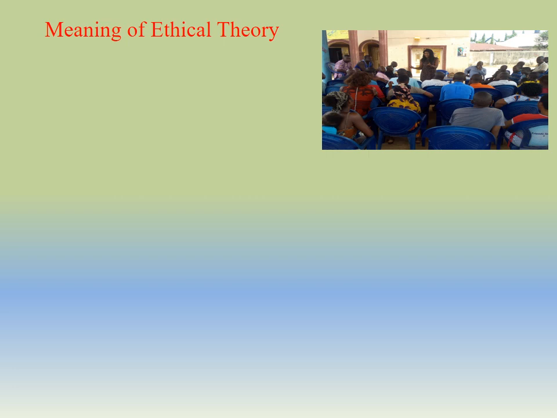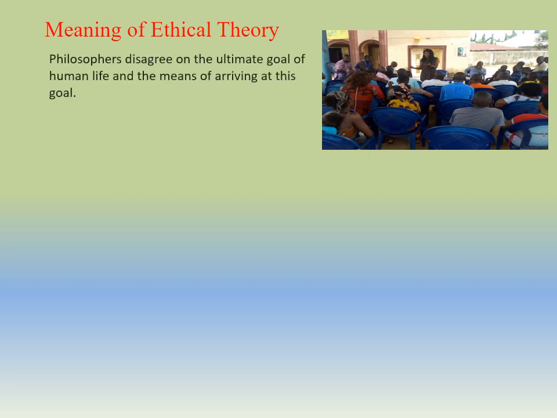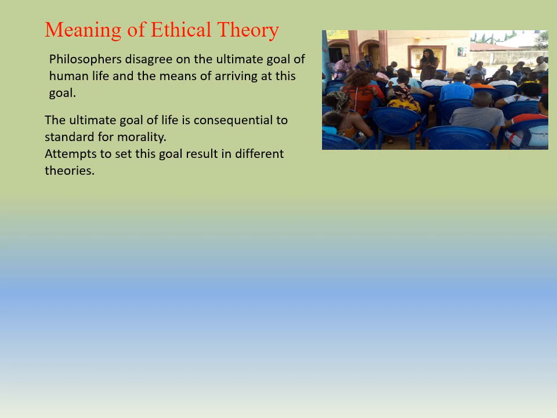Philosophers disagree on the ultimate goal of human life and the means of arriving at this goal. So the basic question from which the questions of morality arise is, what is the goal of life? The answer to this question has a lot to do with morality. That is to say, the ultimate goal of life is consequential to the standard for morality. That is, what you take to be the goal of life determines what you take to be the standard of morality. That is to say, the standard you use in judging something or action to be good or bad morally.